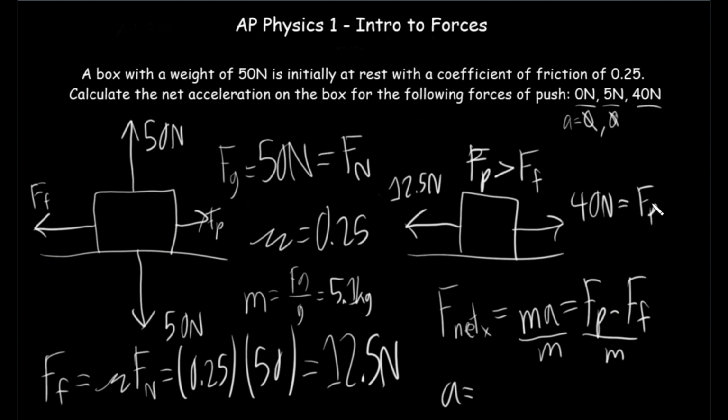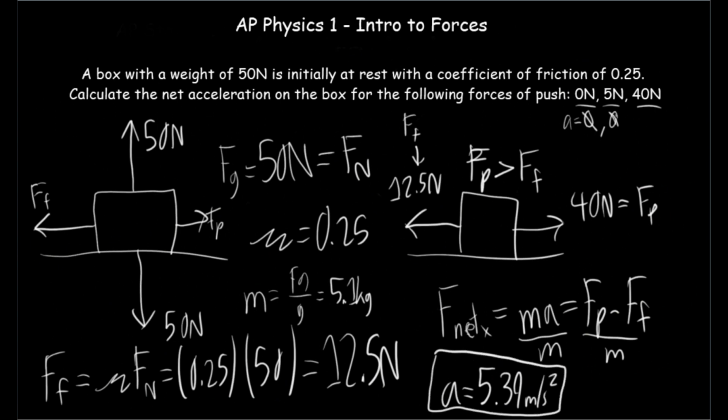This is the force of push. This is the force of friction. And then you can just plug this into your calculator. You would have to plug in 40 minus 12.5 divided by 5.1. You get your acceleration of 5.39 meters per second squared. And this is your acceleration for 40 newtons of the force of push.